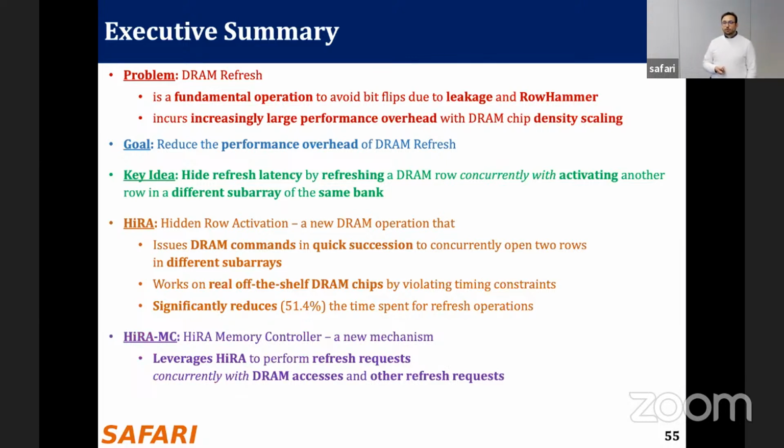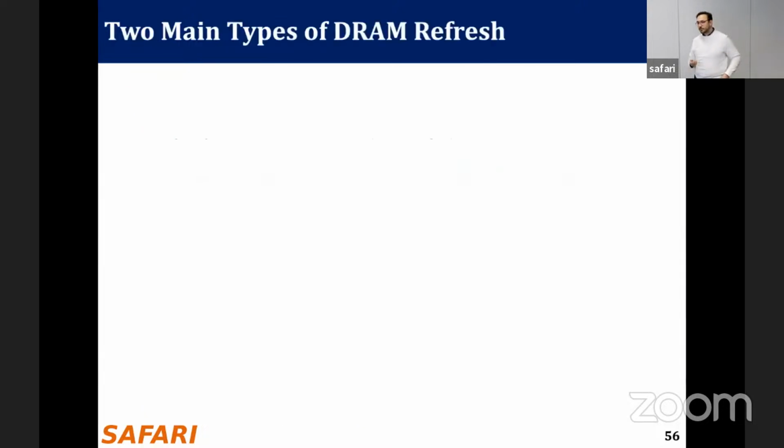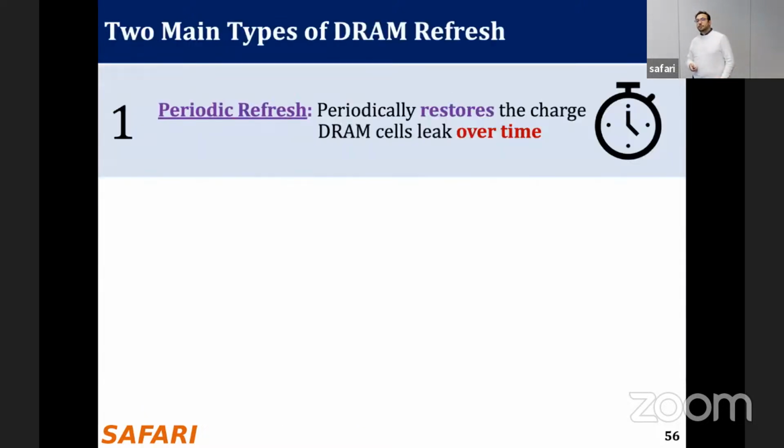And to use HiRA, we also propose a new memory controller-based mechanism called HiRA memory controller, or HiRA-MC, that leverages HiRA to perform refresh requests concurrently with DRAM accesses and other refresh requests. And it significantly improves the system performance by hiding the refresh latency for both regular, periodic, and RowHammer preventive refreshes.